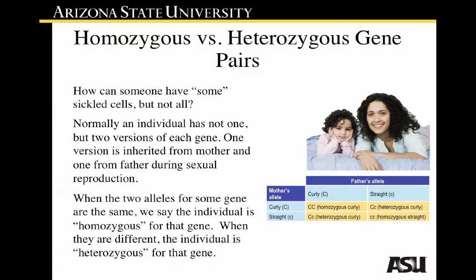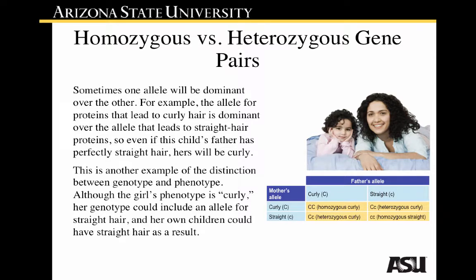So how can someone have some sickled cells but not all? Well, normally an individual has not one but two versions of each gene. One version is from the mother and the other from the father. When the two alleles for the same gene are the same, we call that individual homozygous for that particular gene. And when they're different, that individual is called heterozygous for that particular gene.